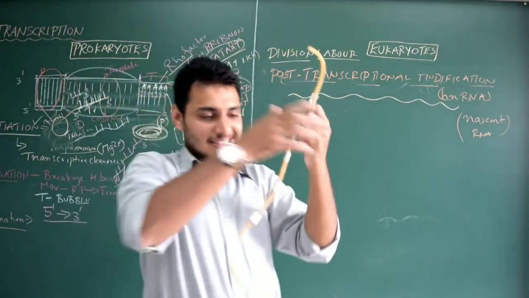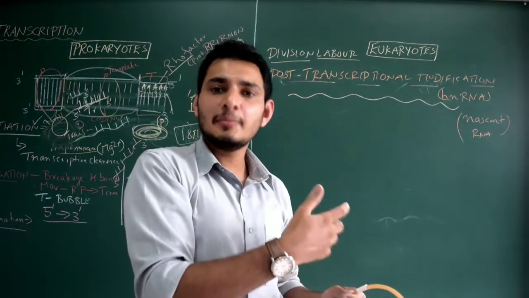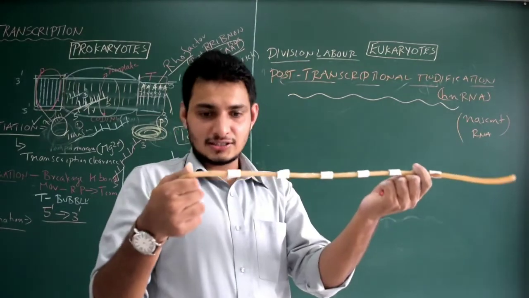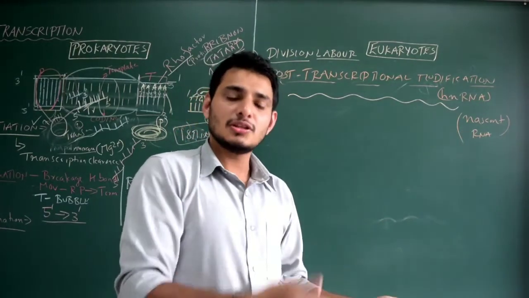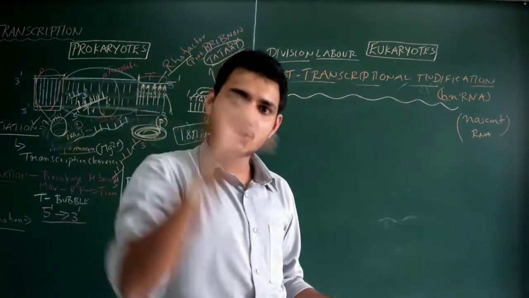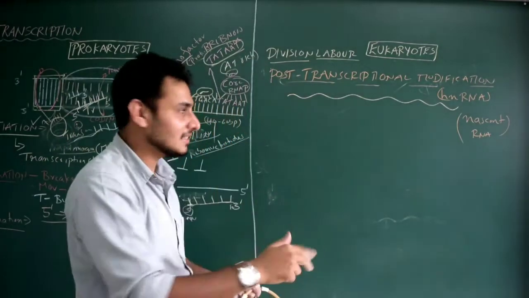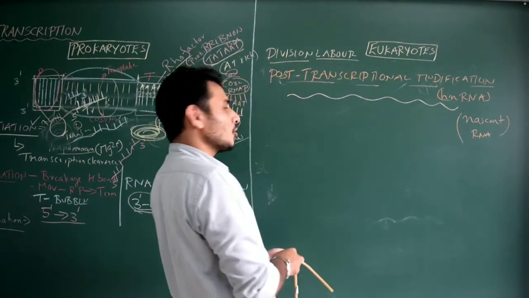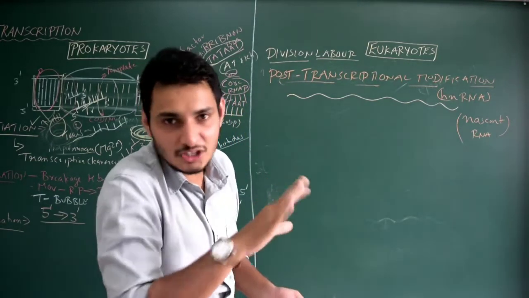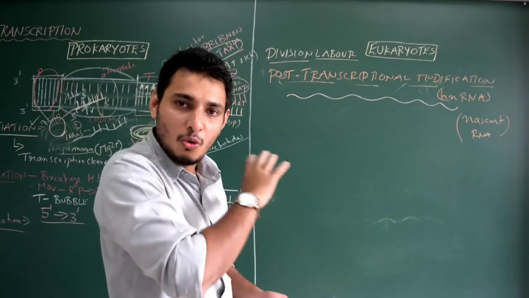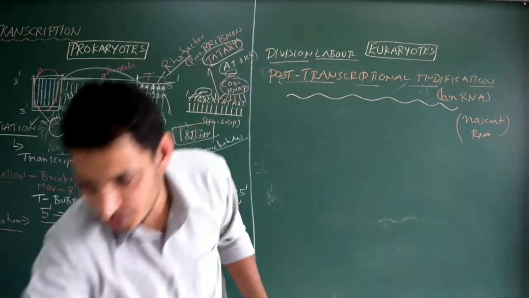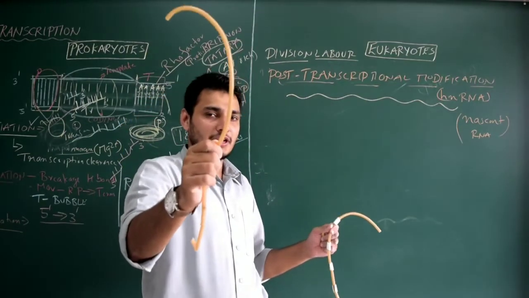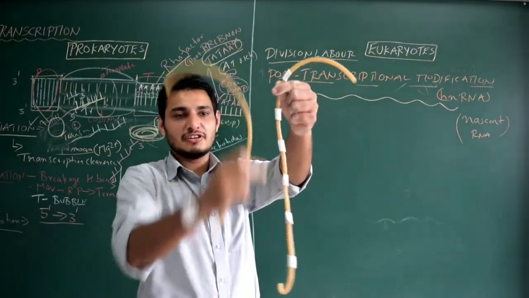Got it? So the same sequences will be present on the DNA template strand. Why? Obviously, if RNA contains exons and introns, the structural gene, that is the template strand, should also contain the same. So eukaryotic genes are monocistronic but split genes, whereas prokaryotic genes are polycistronic but not split genes. There are no exons and introns, only exons. See the difference now. This is the mRNA of the prokaryote. This is the mRNA of the eukaryote. So the difference. Got it?